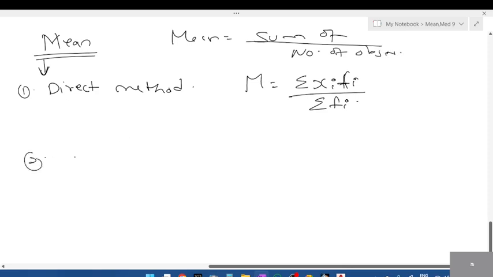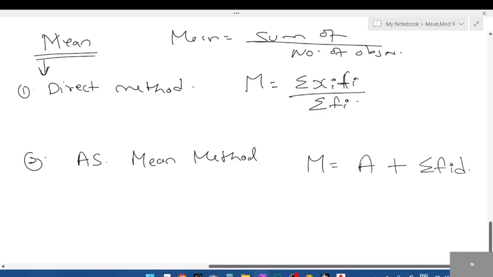Okay, second method is assumed mean method. What's the formula for assumed mean method, students? We have to assume a value a plus summation of fi di divided by summation of fi. I didn't give it for last week's test. I'll make you all revise Friday or Saturday, and this week I'll give assumed mean method.